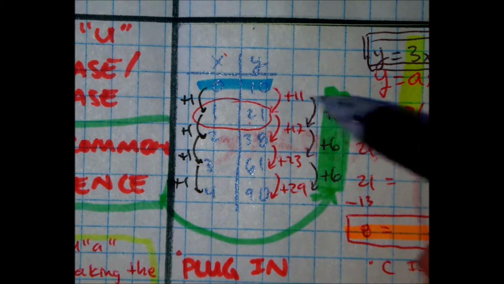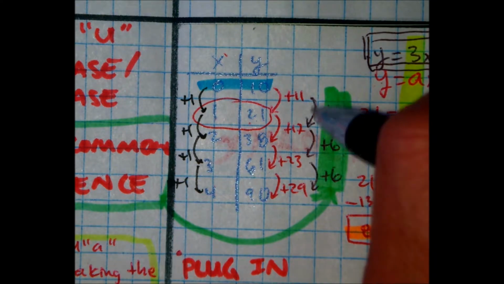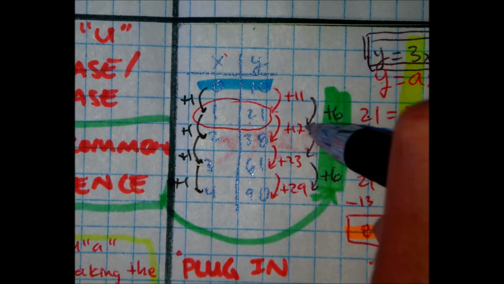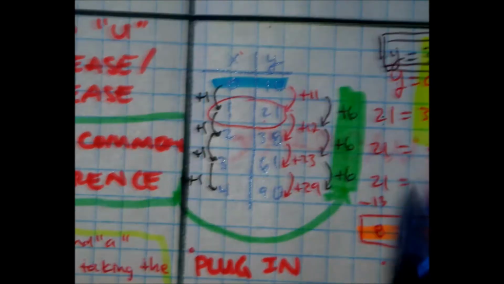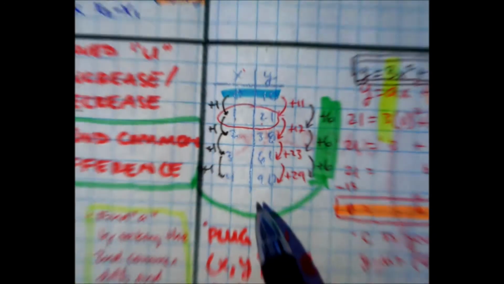Let's move on to the second common difference. Let's think if they have one. If I add 6 and add 6 and then I add 6, that is the same number. They have a second common difference.